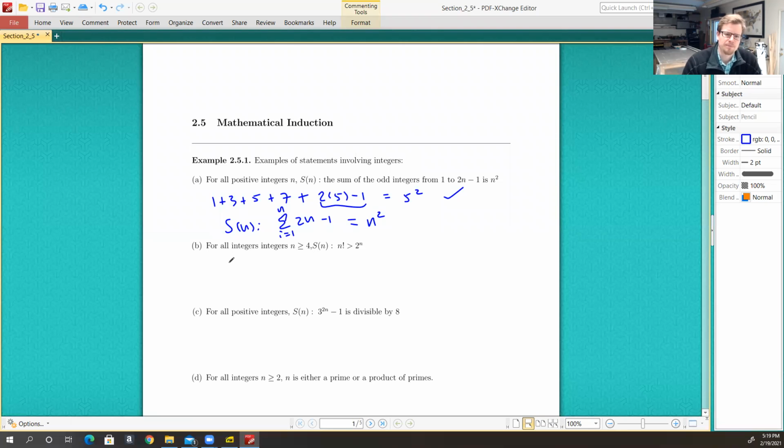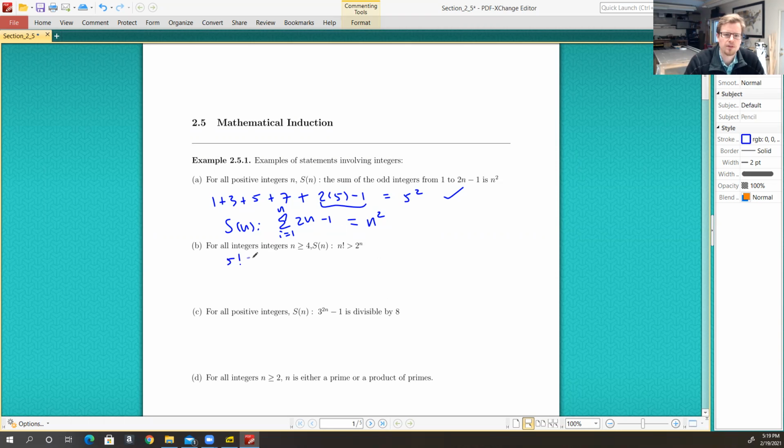So here's another statement. For all integers greater than or equal to 4, S of n is the statement n factorial is greater than 2 to the n. So we could look at a specific example again. Now, a specific example is not a proof. It's just trying to help our understanding of what this statement is saying. So let's see, it's got to be greater than or equal to 4, so let's use 5.